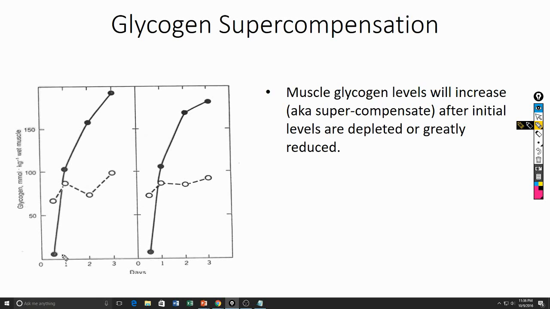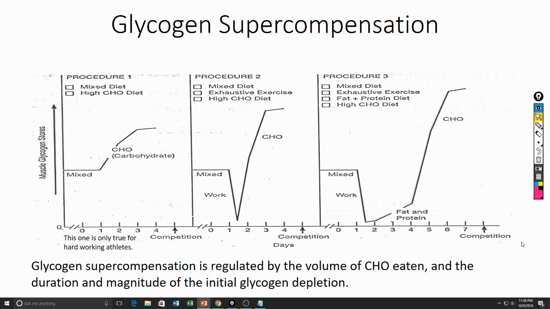In this case, they depleted themselves and ate a bunch of carbohydrates. You see a compensation occur, and then it stays elevated for a little while, a few days. Here's a more in-depth study looking at different means of supercompensation and the subsequent glycogen storage. What you look at here is three popular means of doing a supercompensation. This is more of what carb loading is.